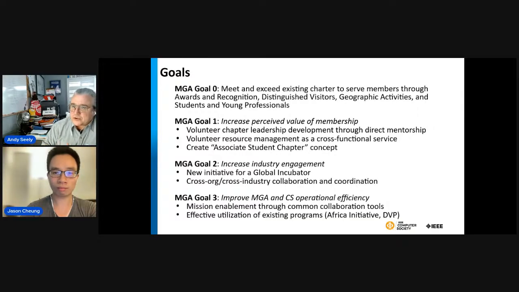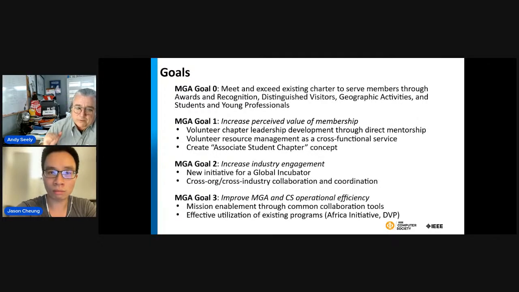And goal 0 is we just want to meet and exceed our existing charter. The things that we were trying to do in 2024 and the things that the society at large is trying to accomplish in 2025, we just want to do that. We want to do the things that we said we're going to do. But we don't want to stop there. We want to do a little bit more.